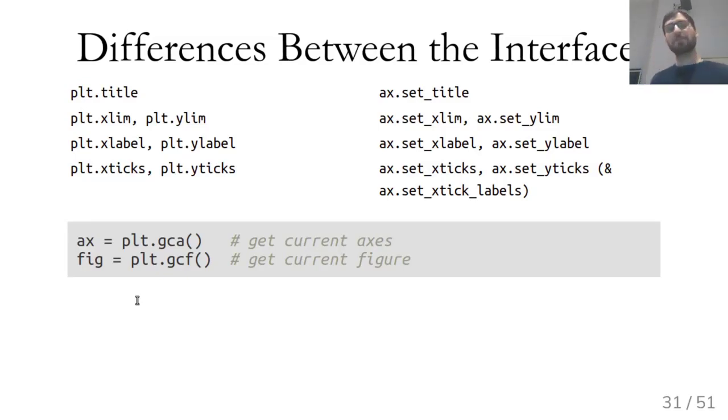Oh yeah, and let's say if you wrote something, but then in the end you figure out, oh, I want to change something on an axis I created earlier, you can always get the global state objects with plt.gca to get the current axis, or plt.gcf to get the current figure. This will give you the objects that are the current objects. And so that's also often useful.